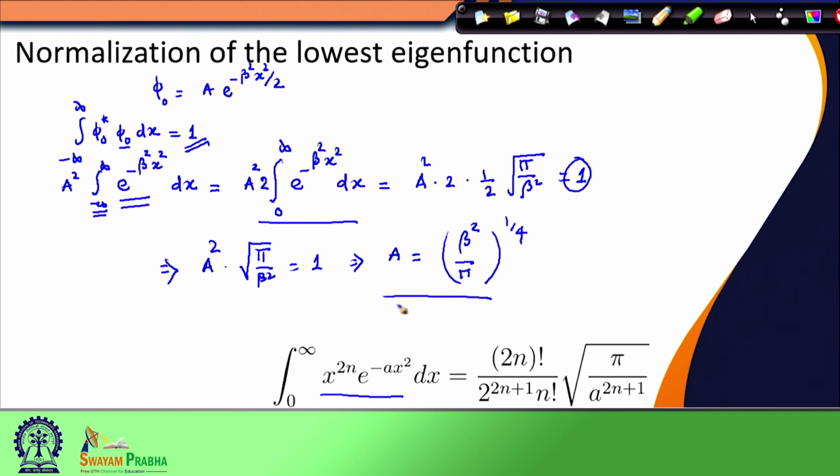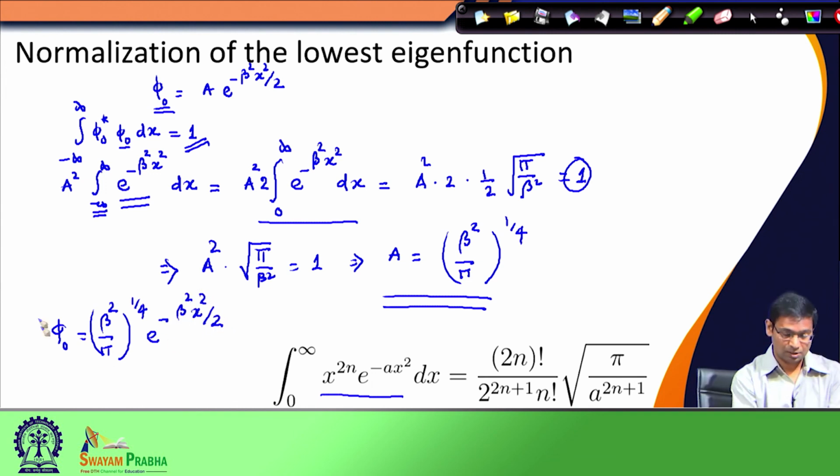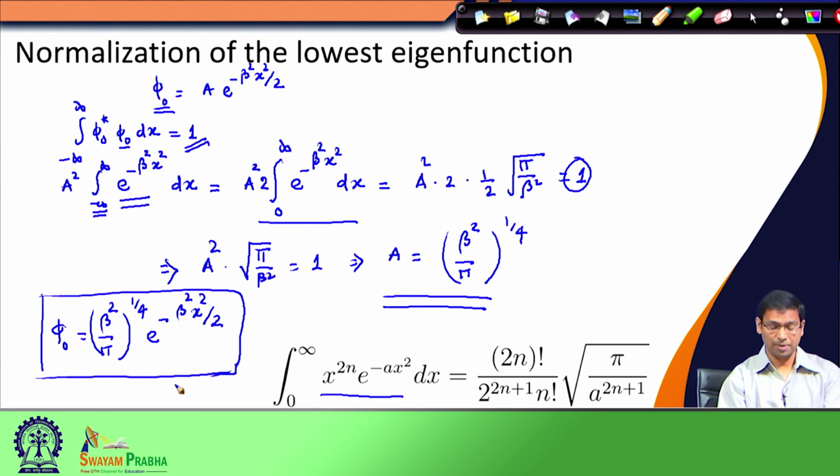So, this is my normalization constant, and the final normalized form of the eigenfunction, if I have to write it down, would be this. So, now finally, we came to a point where we have some idea about the functional form of this lowest eigenfunction of the harmonic oscillator problem.